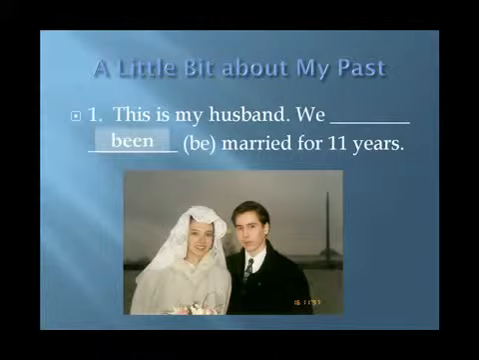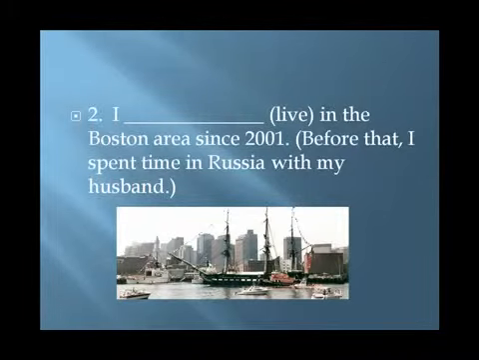Our subject is we. Our helping verb then is have. Our correct statement is, this is my husband. We have been married for 11 years. With the contraction, the sentence changes to, we've been married for 11 years. Try number 2 by yourself.